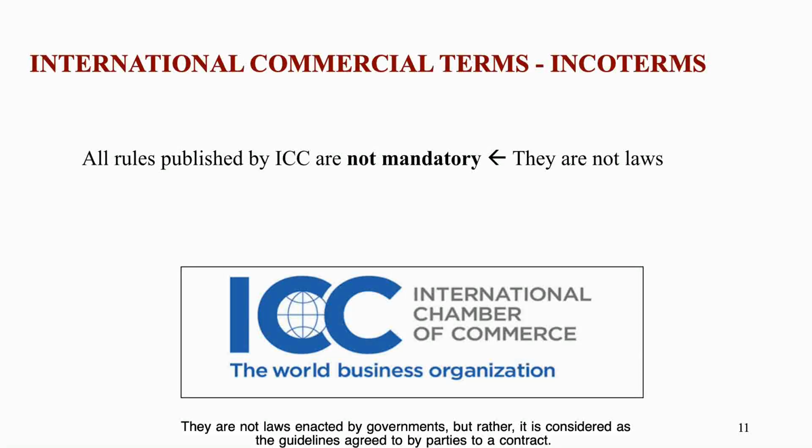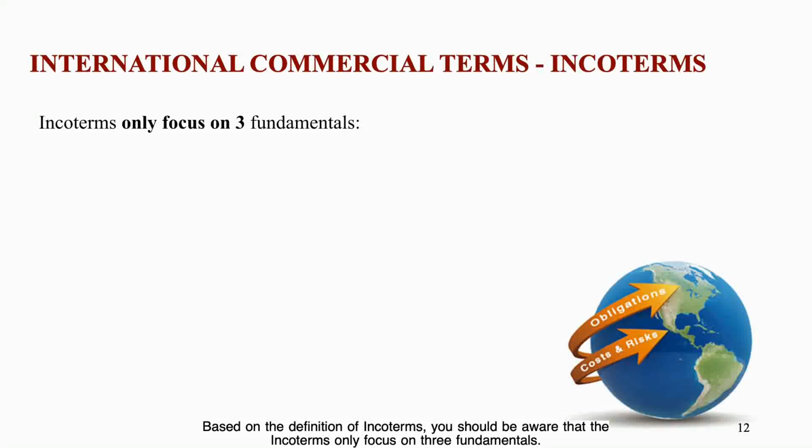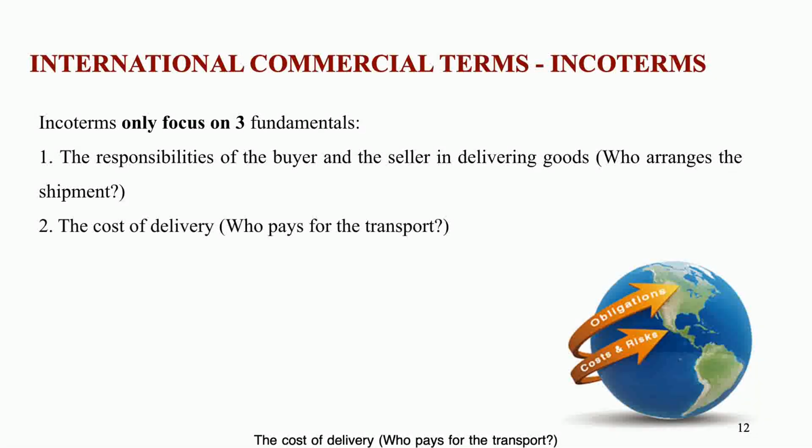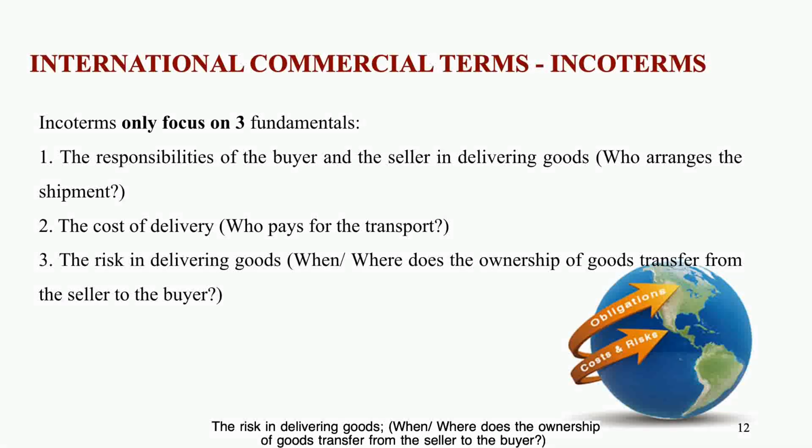They are not laws enacted by governments, but rather, they are considered guidelines agreed to by parties to a contract. Based on the definition of Incoterms, you should be aware that the Incoterms only focus on three fundamentals. They are the responsibilities of the buyer and the seller in delivering goods: who arranges the shipment, the cost of delivery, who pays for the transport, the risk in delivering goods, where does the ownership of goods transfer from the seller to the buyer? Incoterms can apply to both international trade and domestic trade.